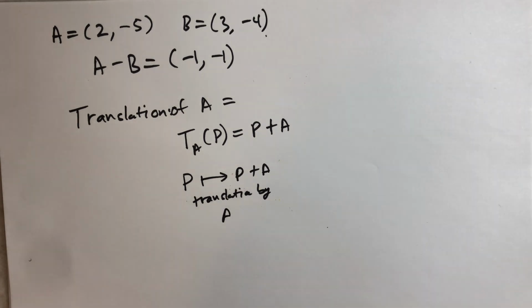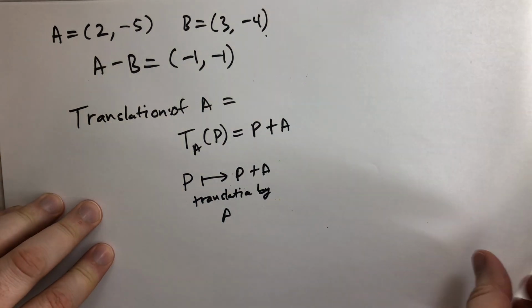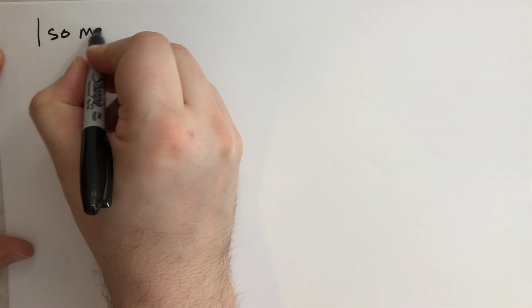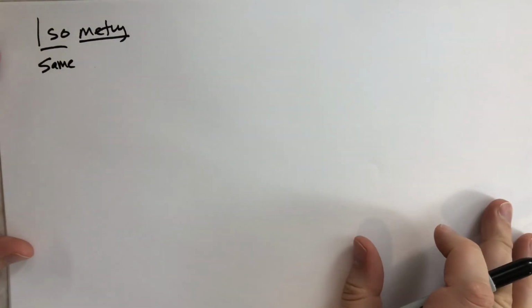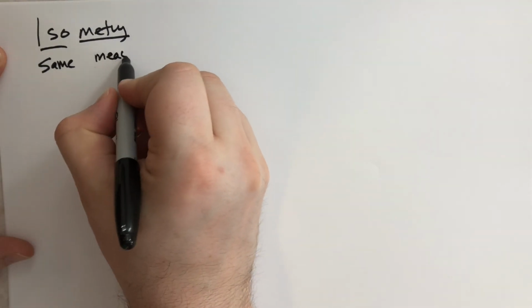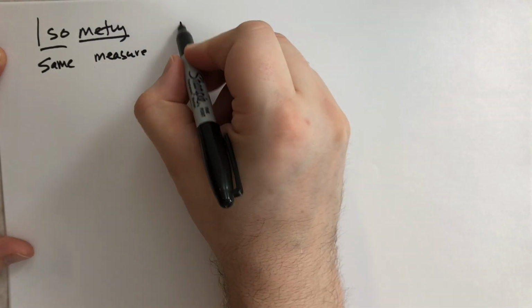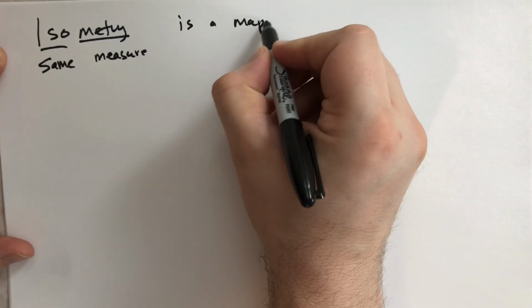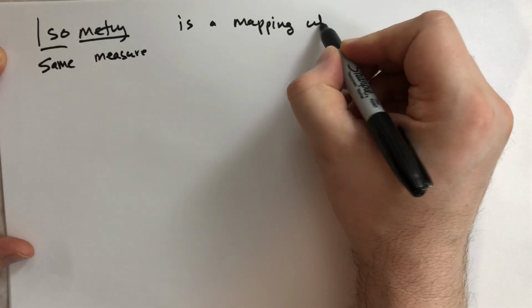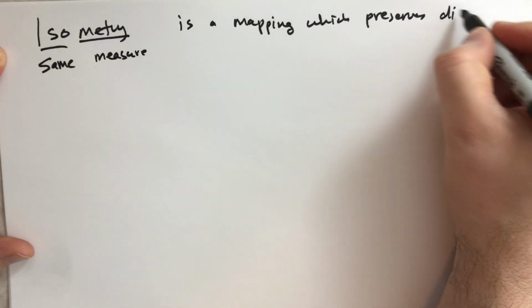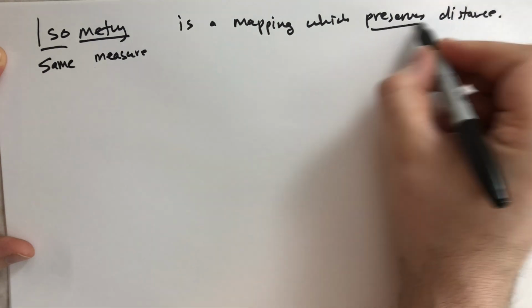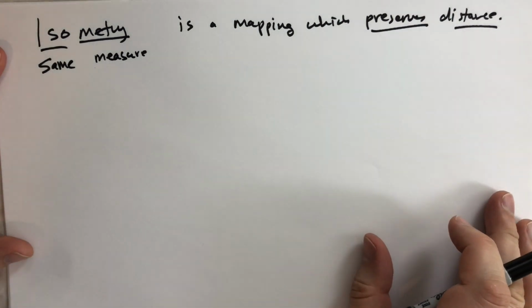Okay, so now isometries. Let's go back to section 5 again. Let's review what an isometry is. Iso means same, and metry means measure. An isometry is a mapping which preserves distance. Okay? Same distance. Distance doesn't change with isometries.